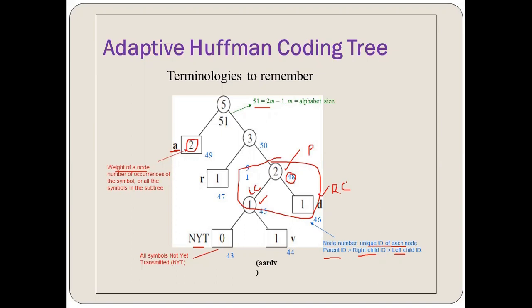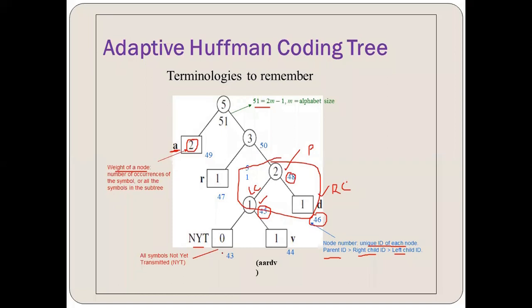Then the node number of the right child will be greater than the left child. So 46 is greater than 45, and the minimum will be of the left child, that is 45. You can see in the other tree also. This is 51, parent node, right child 50, and left child 49. Similarly here, 50 is the parent node, right child 48, and left child 47. So this is the way the tree is getting the node numbers.